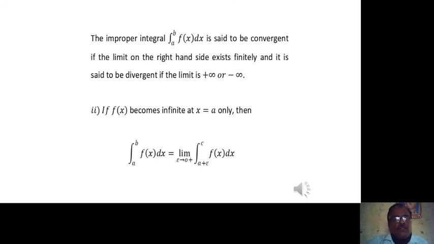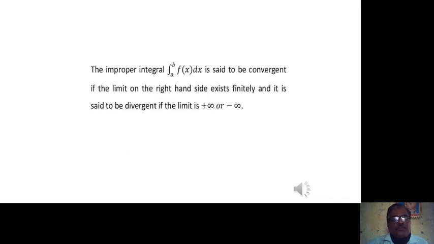Similarly, if f of x becomes infinite at x equal to a only, then integration from a to b f of x dx can be taken as the limit as epsilon tends to 0 plus of integration from a plus epsilon to b f of x dx. Now the improper integral a to b f of x dx is said to be convergent if the limit on the right hand side exists finitely, and it is said to be divergent if the limit is plus infinity or minus infinity.